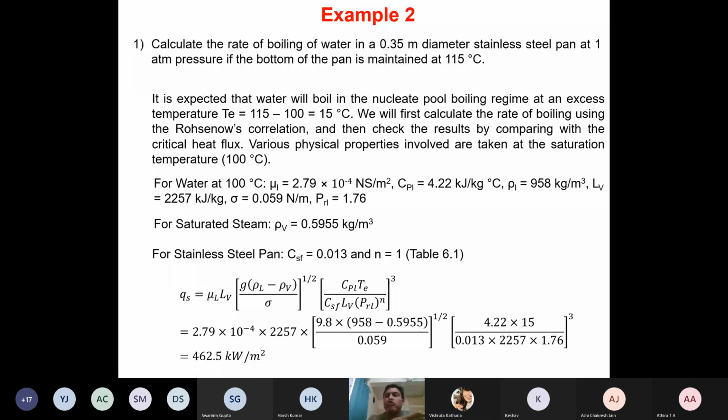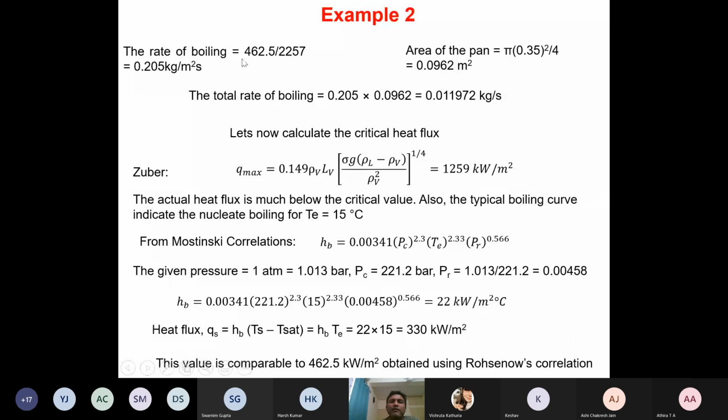Now, so this is what the problem is. We wanted to find out the rate of boiling of water. So this is the heat flux we have obtained. Now if we divide this heat flux by the latent heat of vaporization, what we are going to get is how much amount of the water is evaporating. The rate of evaporation we are going to get, isn't it? So that is what is being calculated here. The rate of boiling is 462.5, which is the QS, the heat flux, divided by the latent heat of vaporization.